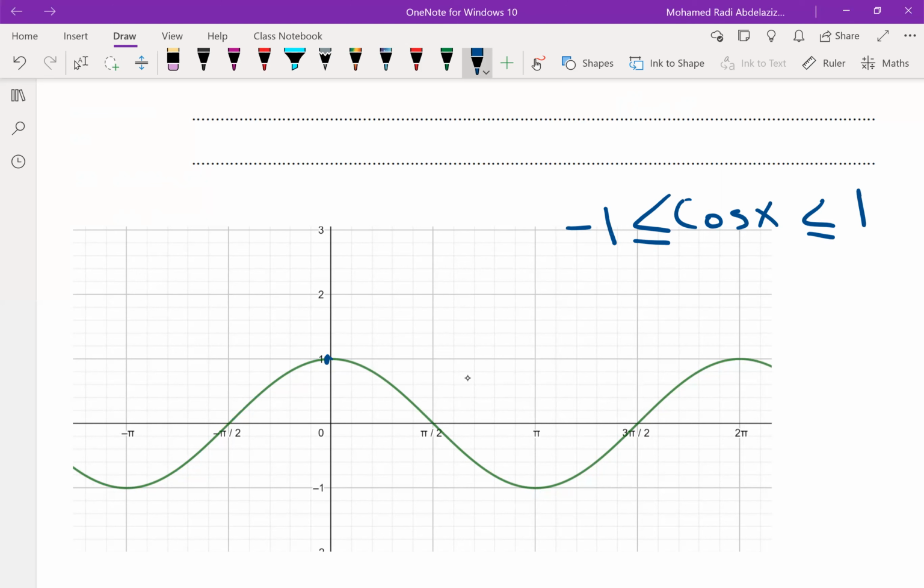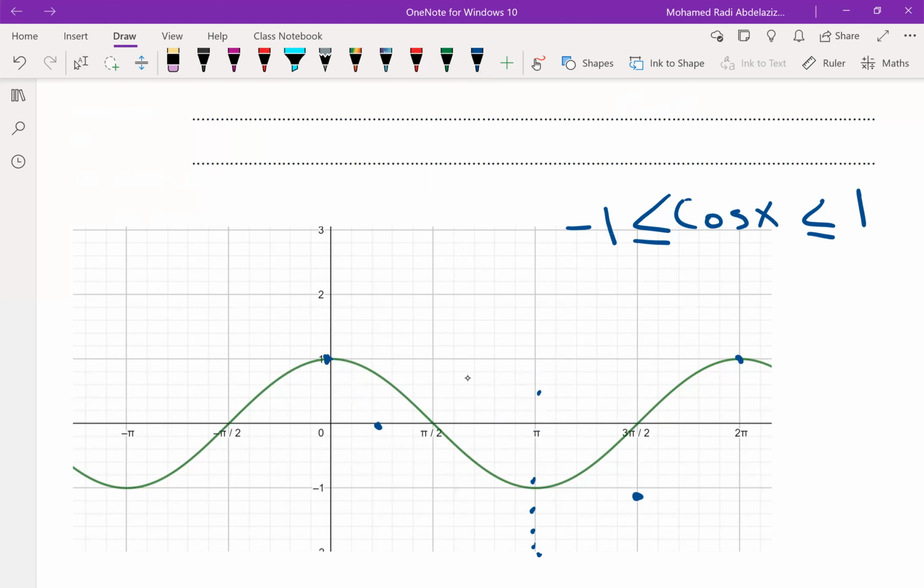What about cosine 2x? It will be the same curve, but the curve repeats itself after pi. You will get two waves. Start from 1, then 0, minus 1, 0, and 1. You will get a curve like this. This is the first wave. Repeat again 1, 0, minus 1, 0, and 1. You will get another wave, and so on if it is 3.